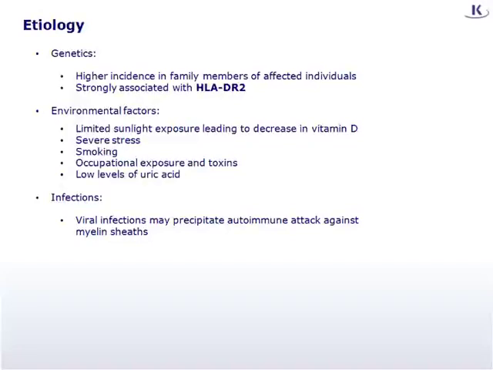Environmental factors. Now, a number of environmental variables have been linked to multiple sclerosis, but the evidence is not confirmatory. Some of these include decreased sunlight exposure with subsequent decreased vitamin D production, severe stress, smoking, occupational exposure and toxins, and low levels of uric acid. Infectious causes. Viral infections are proposed to be a precipitating event for an autoimmune response against myelin sheaths. Notable viruses include herpes simplex, measles, mumps, and rubella.